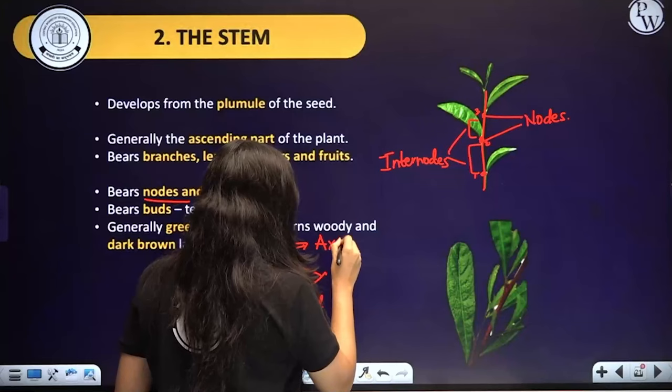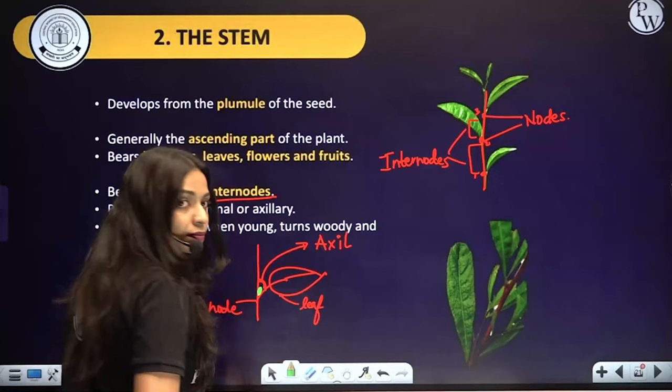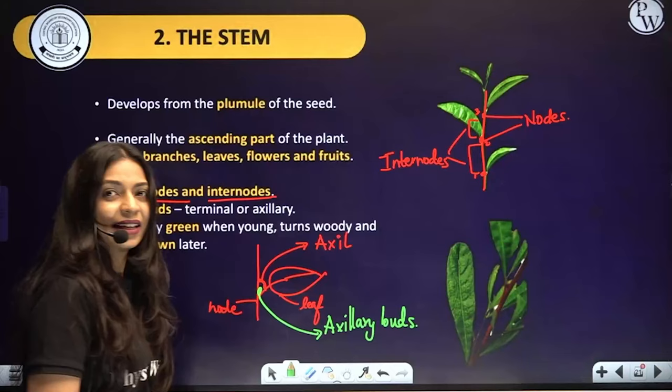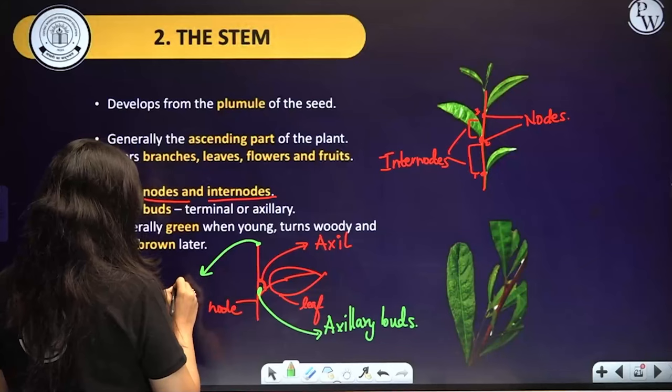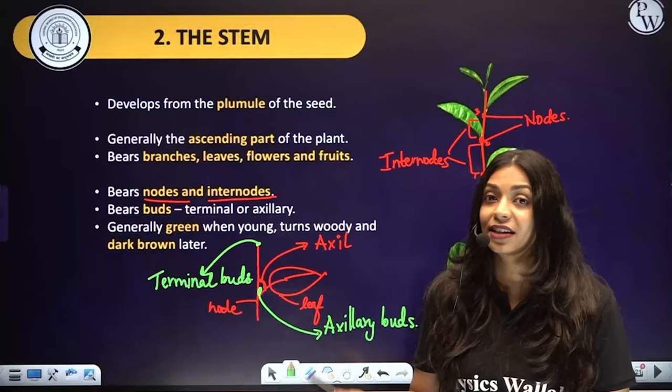Now, in the axil, you will find buds. Okay, so these are called axillary buds. Similarly, at the tip of the stem also, or at the tip of the branches also, you can find buds. They are called terminal buds. Okay? So, in a stem, you will find axillary and terminal buds.